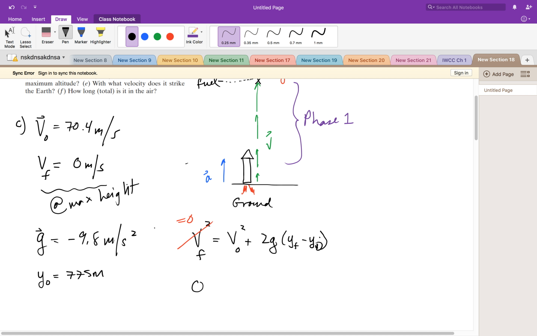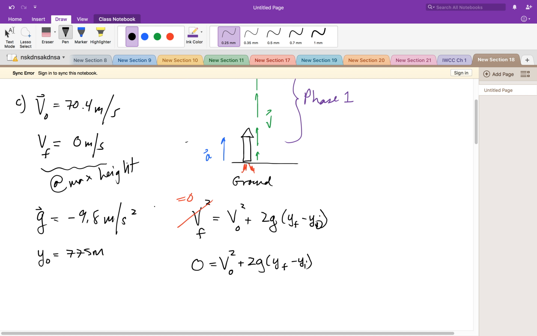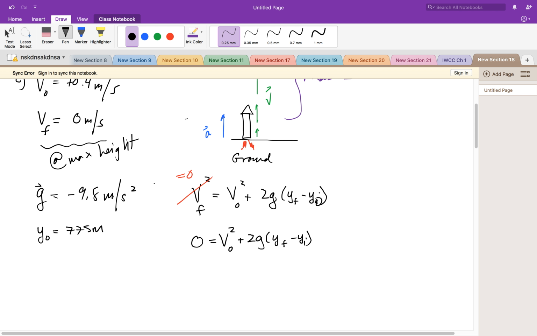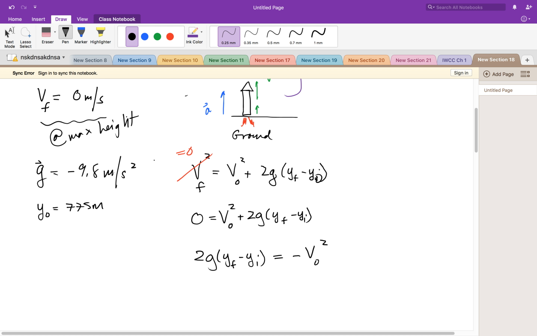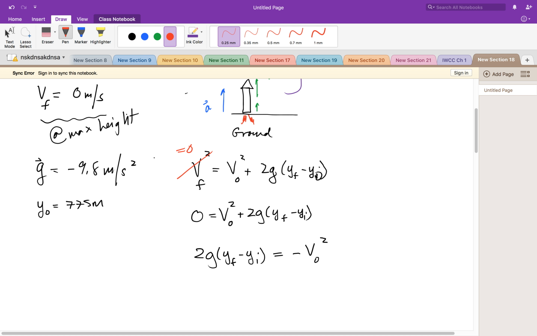So what we now have is 0 equals V initial squared plus 2G, and here we can say, Y final minus Y initial. And so let's subtract the V initial squared, right? So I'm going to get 2G times Y final minus Y initial equals negative V0 squared. I'm going to now divide both sides by 2G, right? Because remember, I'm looking for Y final. That's my point here, over 2G.